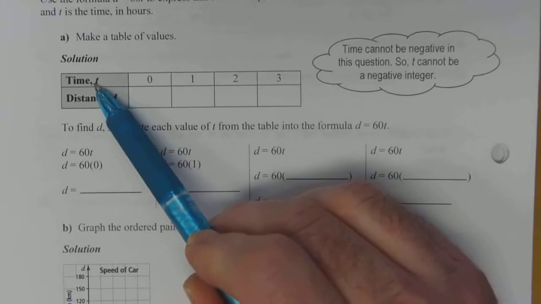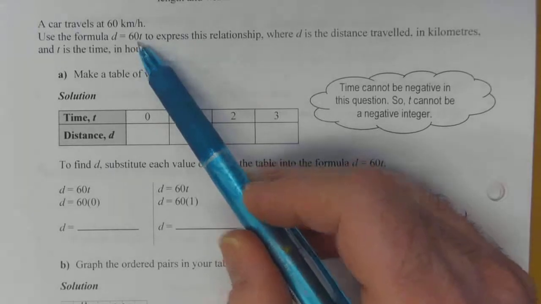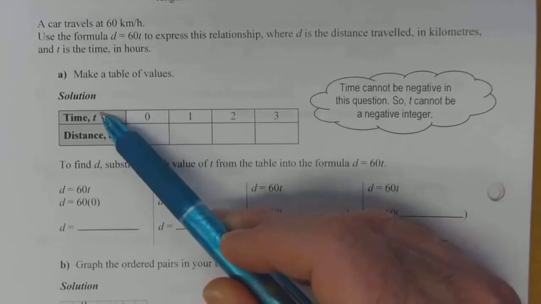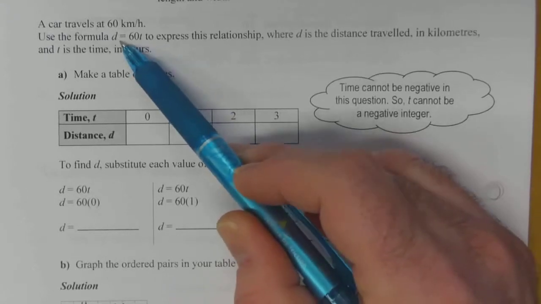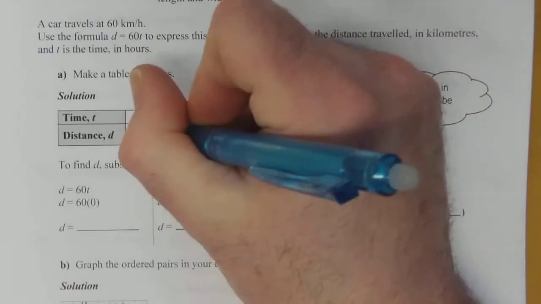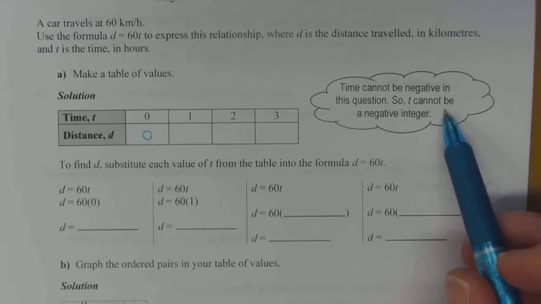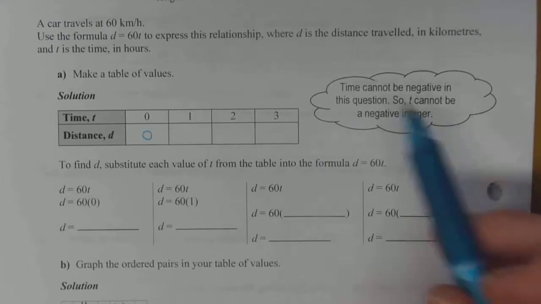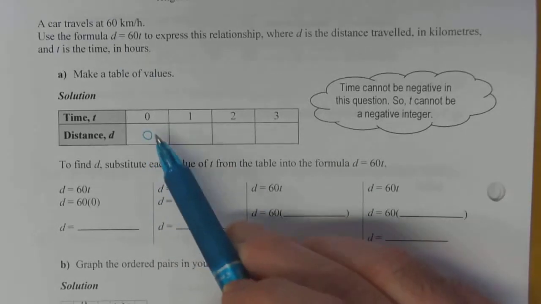If we know that T is 0, we can use this formula and substitute in 0 everywhere that there's a T in the formula. So then this becomes 0 times 60 equals the distance at time 0. Well, 0 times 60 is just 0. So at the beginning, there's no distance. Now here's another thing to note. Time cannot be negative in this question, so T cannot be a negative integer. So T is always going to be positive, which means then if T is always positive, then D is always positive as well, or 0.